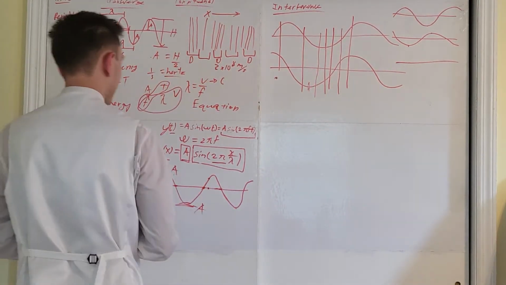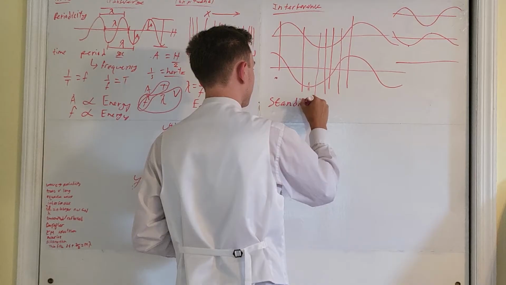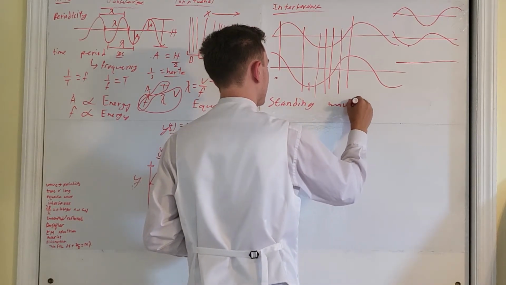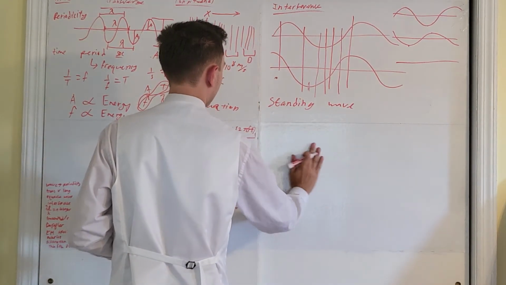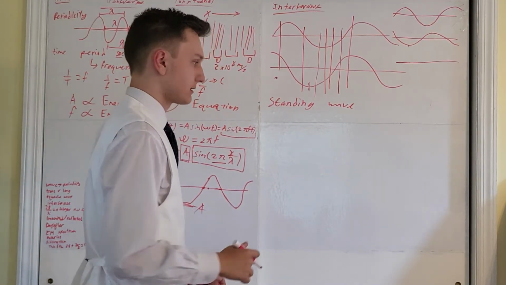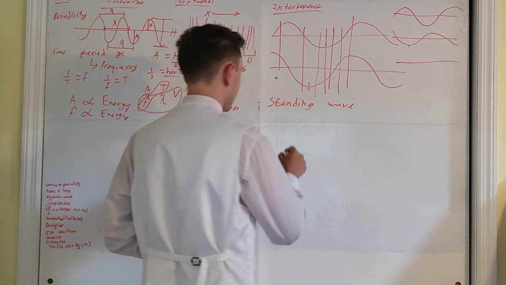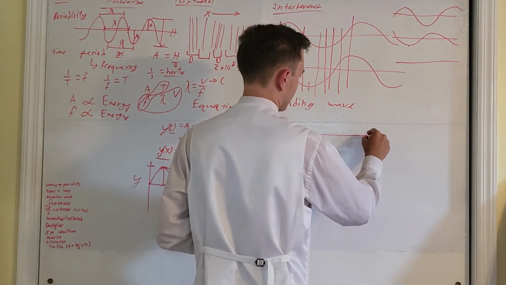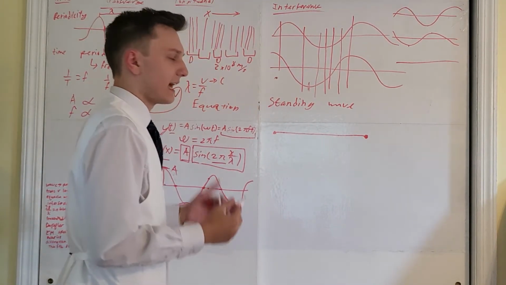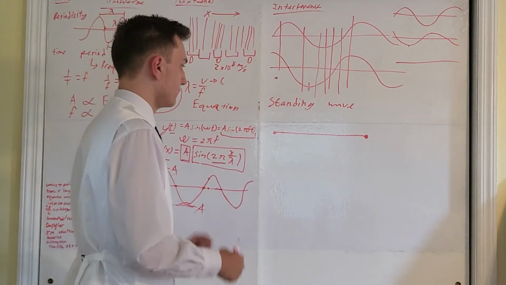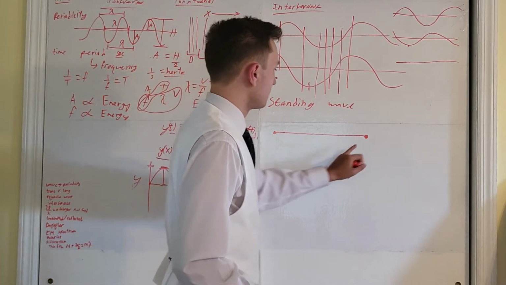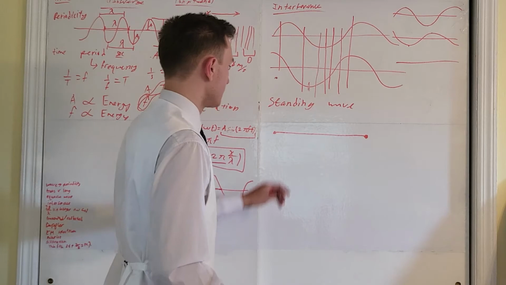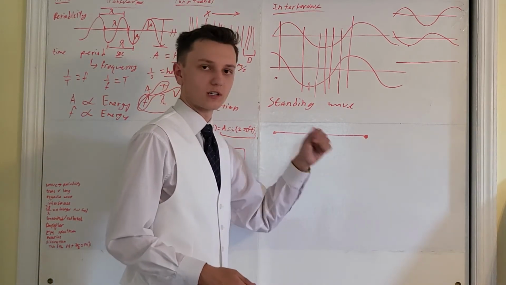What is a standing wave? A standing wave occurs when you have a wave that is trapped in a finite space. A perfect example of that would be a string. So once we have a string, how do we confine it? How do we trap a wave to a finite space? Well, we nail both ends of the string to the wall. So both ends of the string are completely fixed.